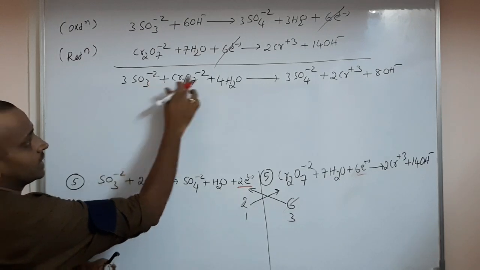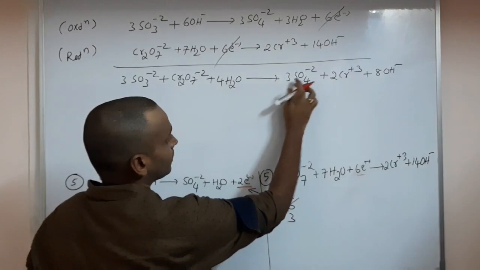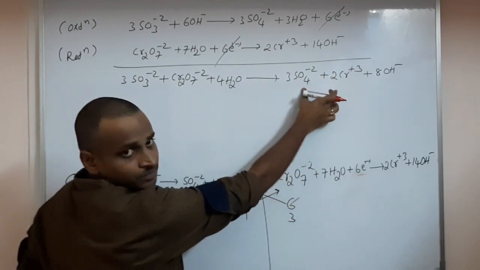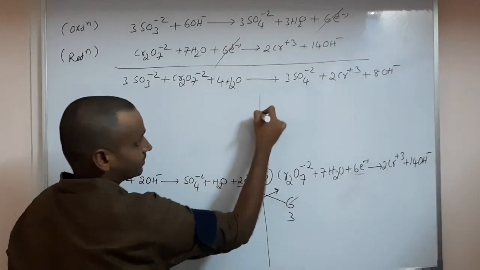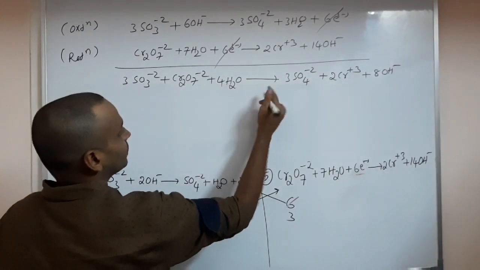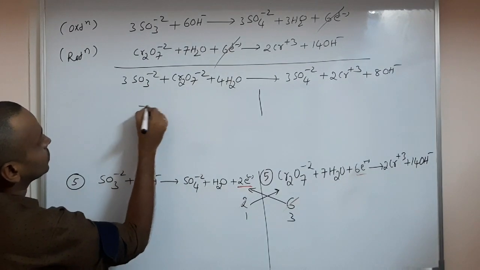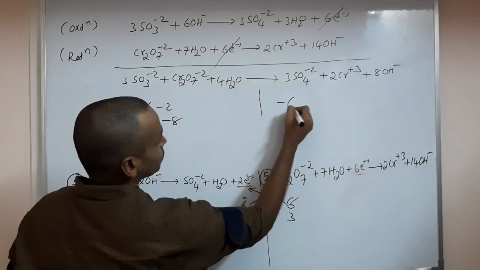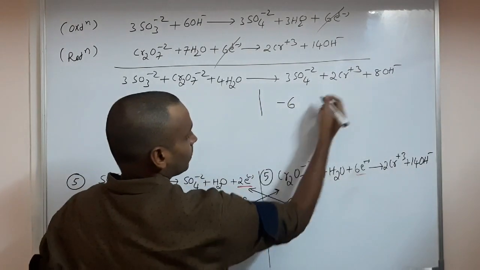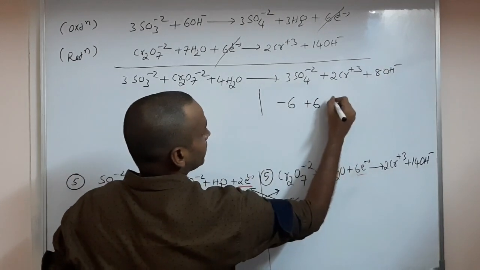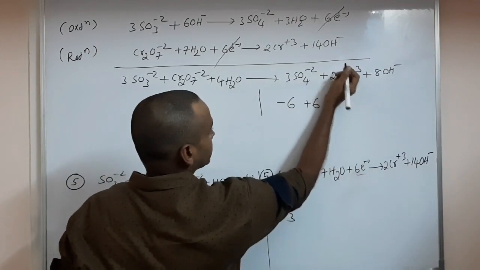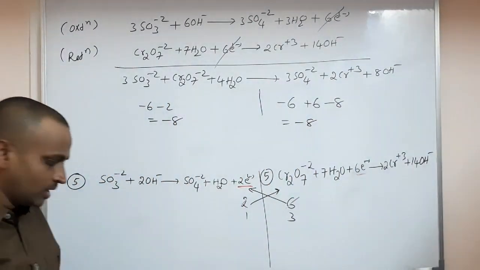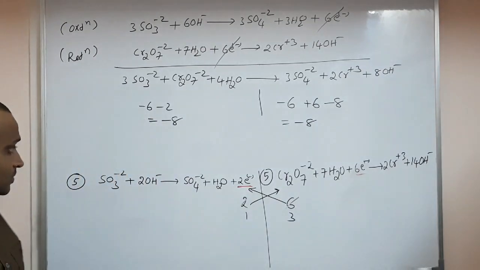Now the charges. 3 2s are minus 6, minus 2, minus 8 on the left. On the right, 3 into minus 2 is minus 6, 2 into plus 3 is plus 6, 8 into OH minus, so 8 into minus 1, is minus 8. So here also I have minus 8, here also I have minus 8. So both sides got balanced.